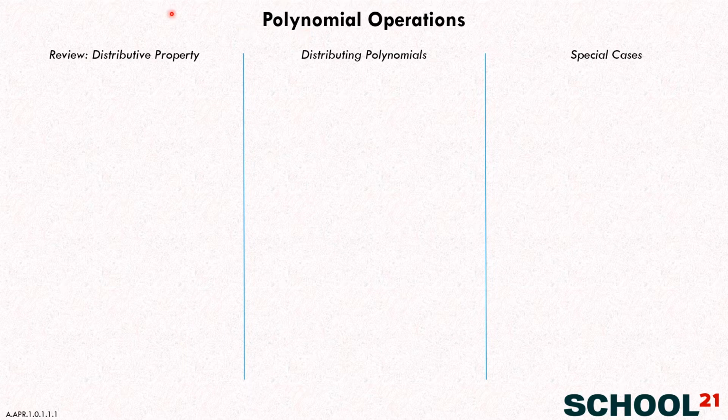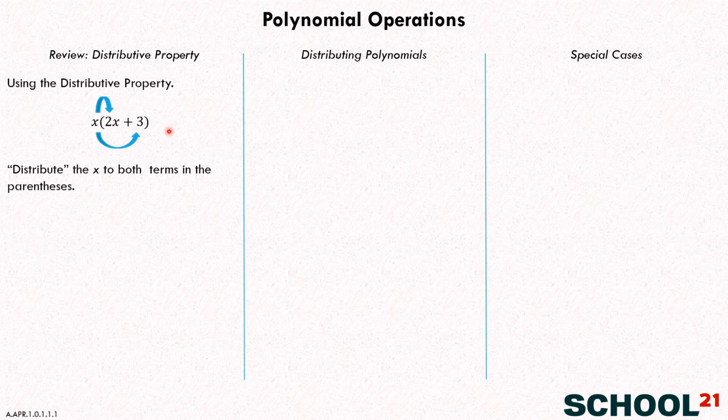But before we do that, let's first review something called the distributive property. You might remember what the distributive property is. It has to do with things like this, where you have a variable or a number outside the parentheses, and then you have more than one term inside the parentheses. And do you remember what you do with that? Yeah, you multiply the variable outside the parentheses by both of the terms inside. Exactly. So you're going to multiply that x times the 2x and then the x times the plus 3.